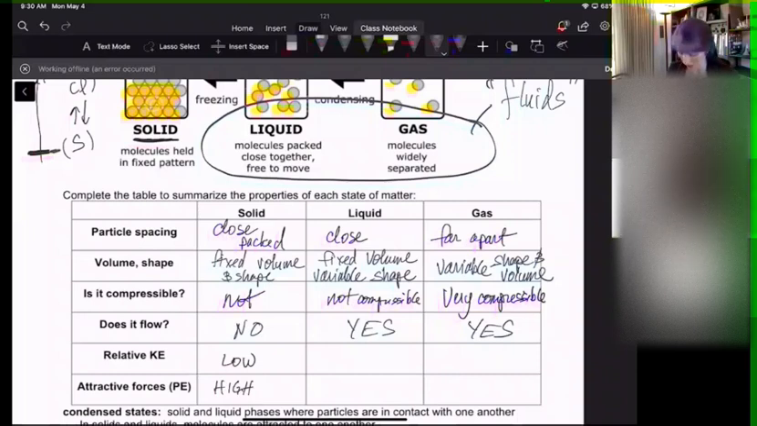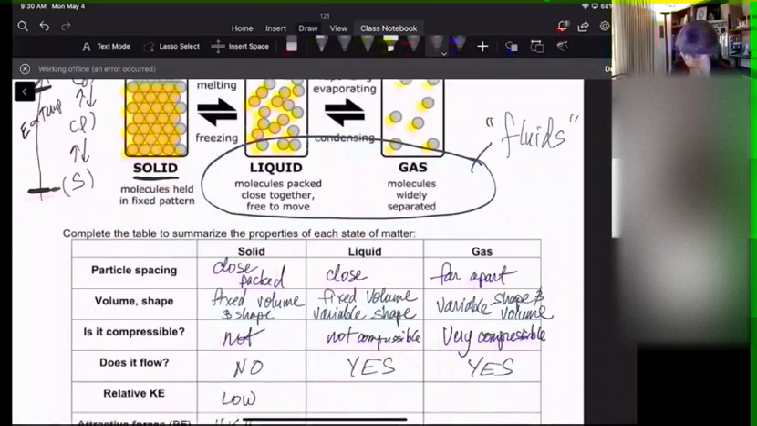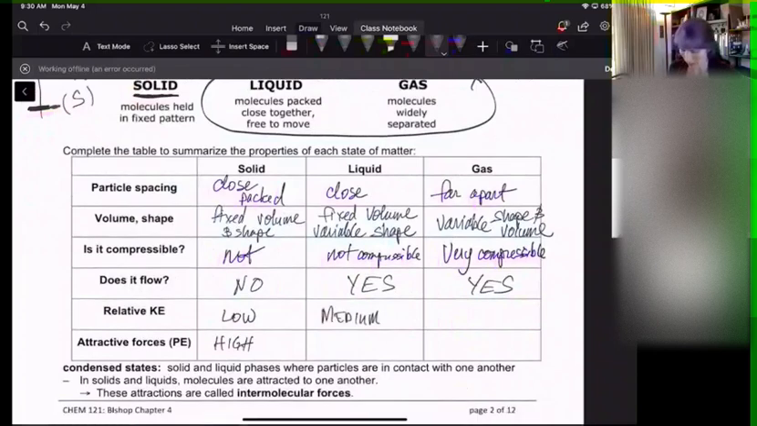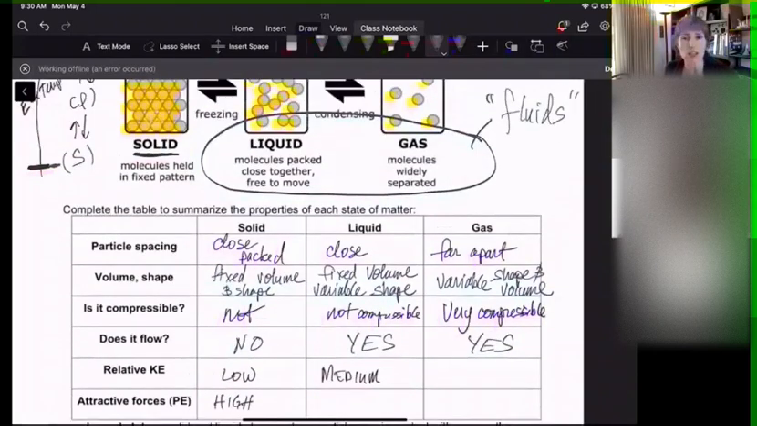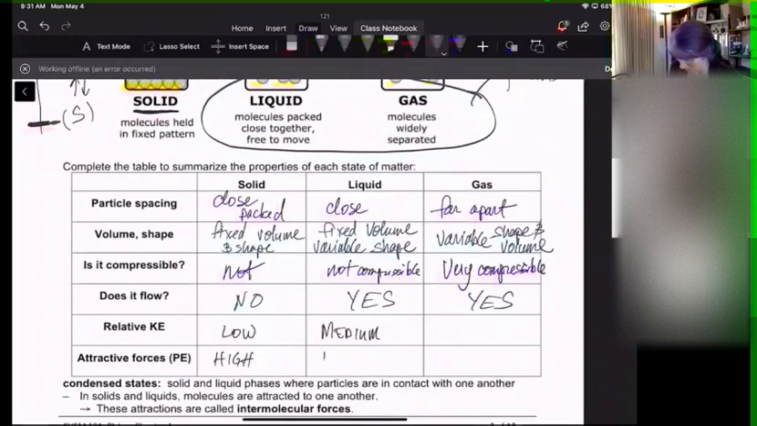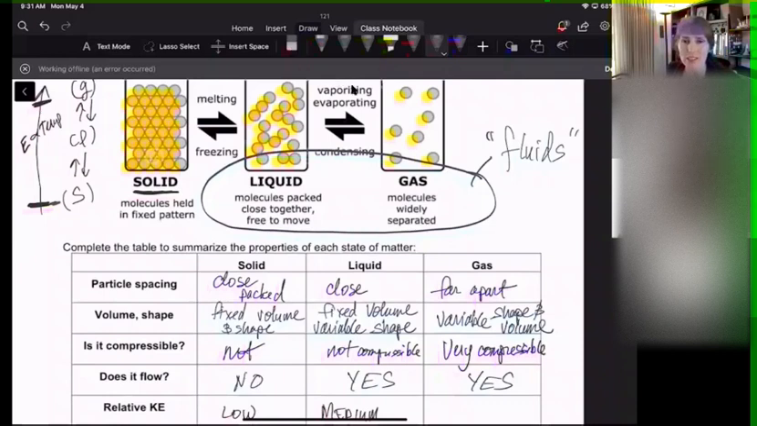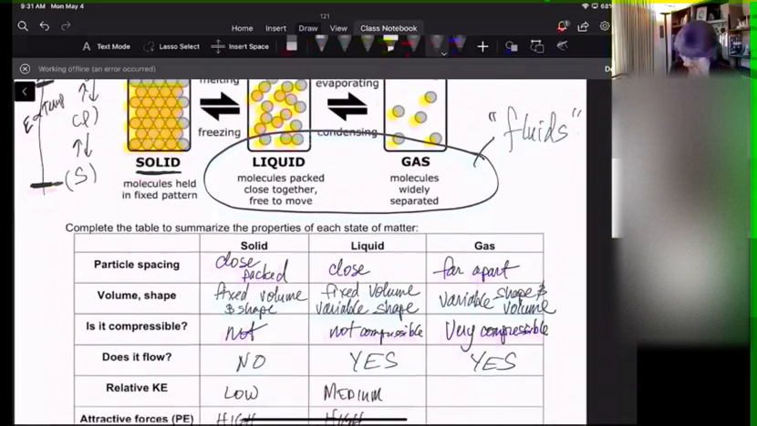Okay, now in the liquid, how much kinetic energy do they have? They can move around, so they have some. I'll write maybe medium. And then what about potential energies? Do they interact with their nearest neighbors? They have some nearest neighbor interactions. What about the gas? Does it have kinetic energy? How much? High kinetic energy.